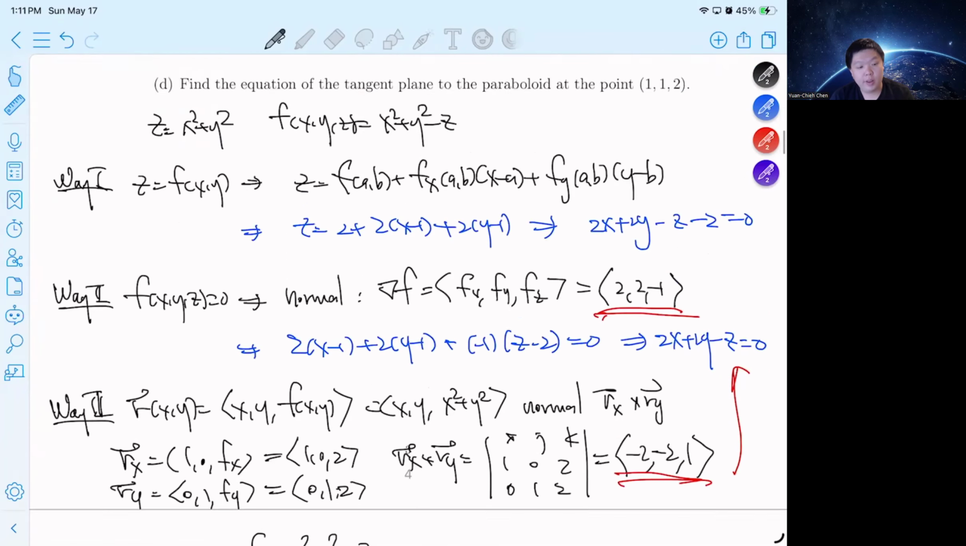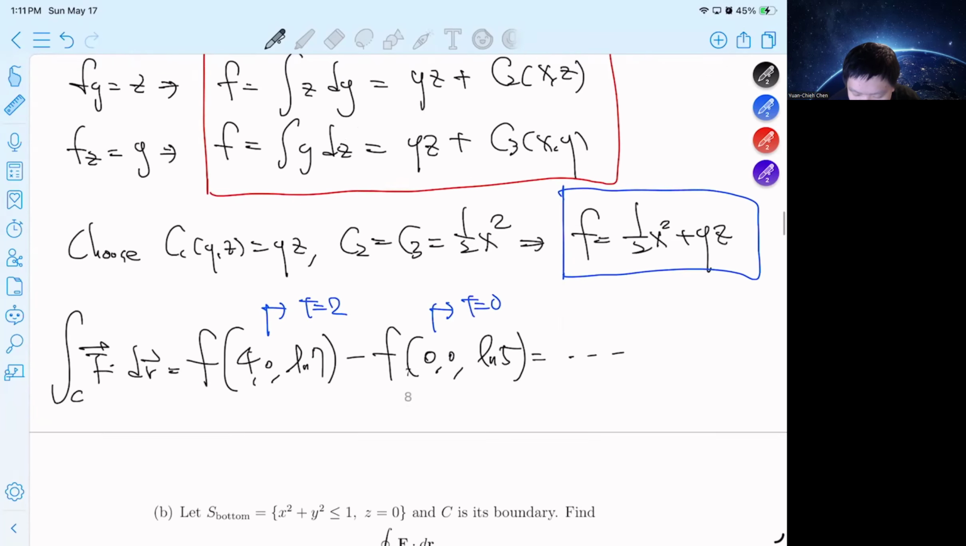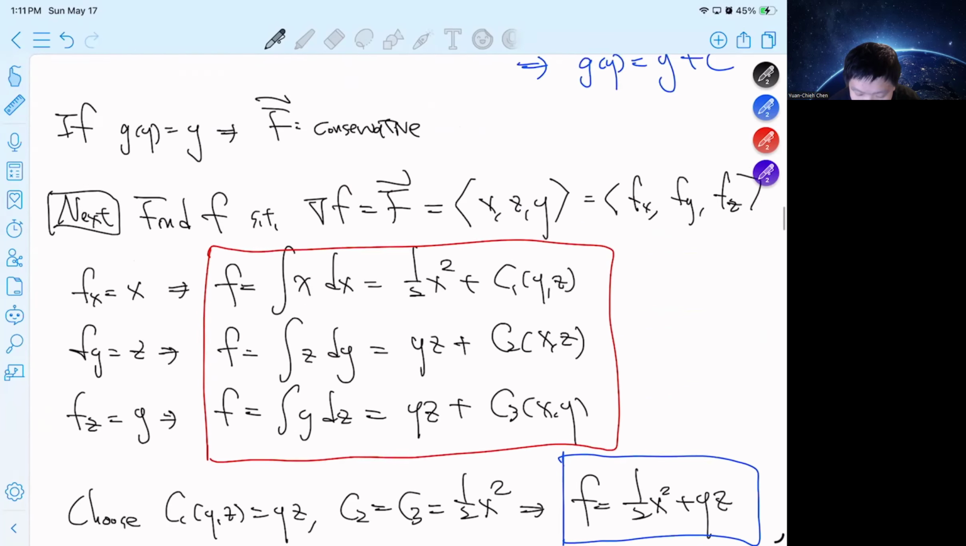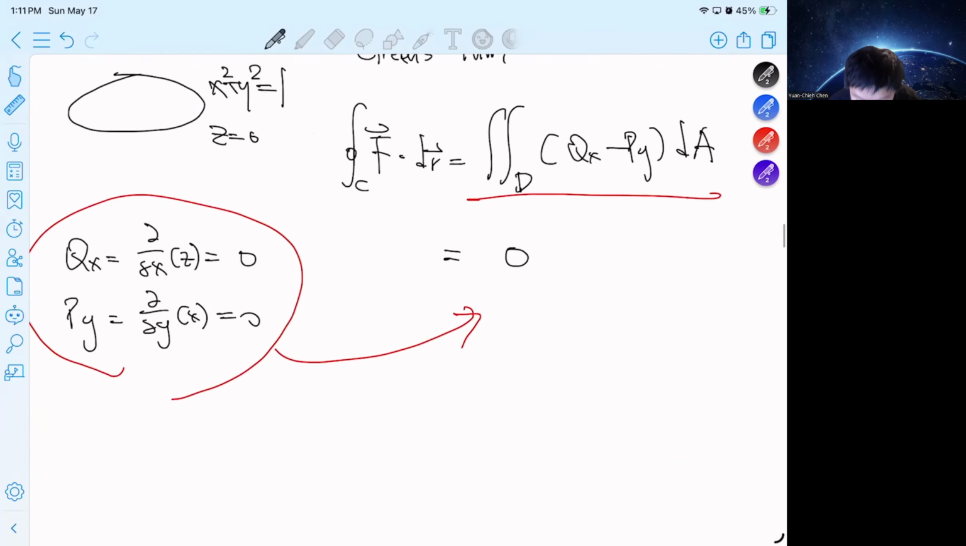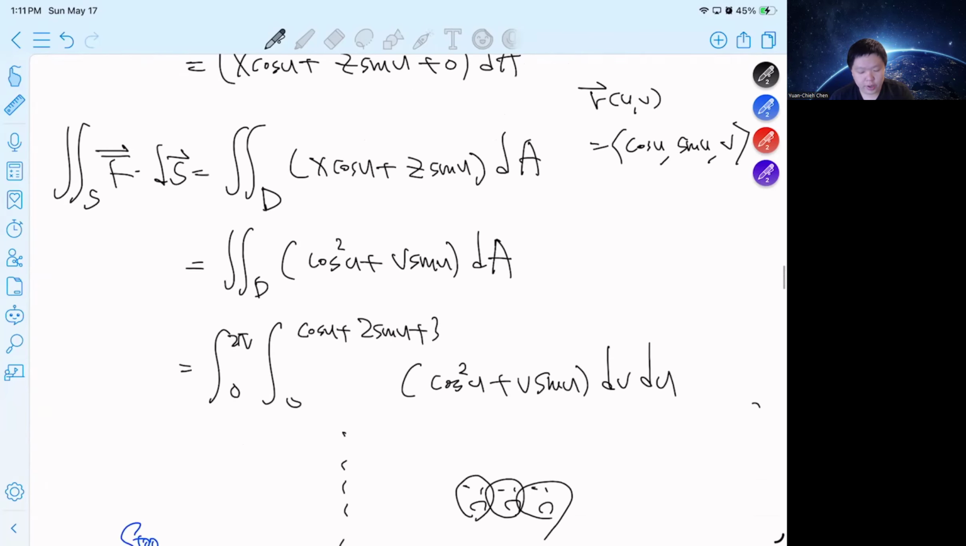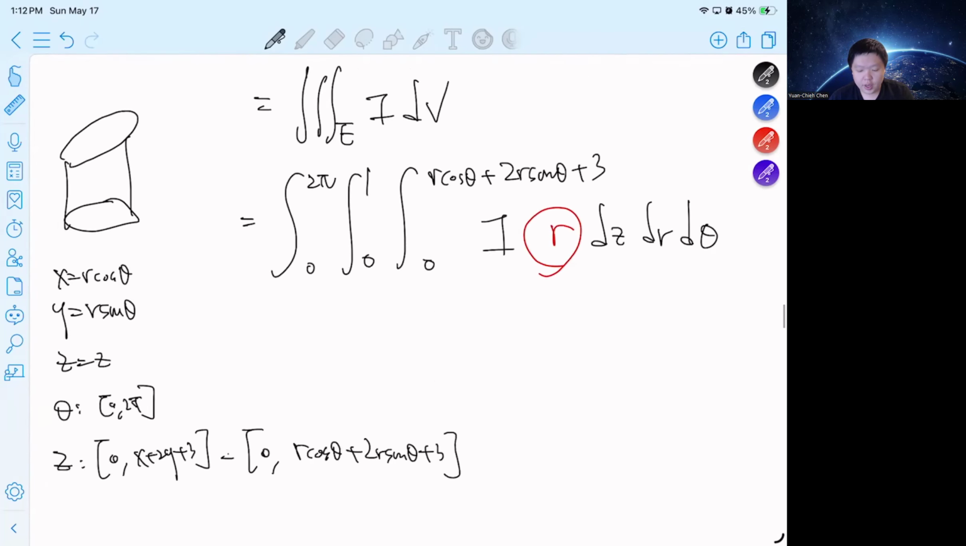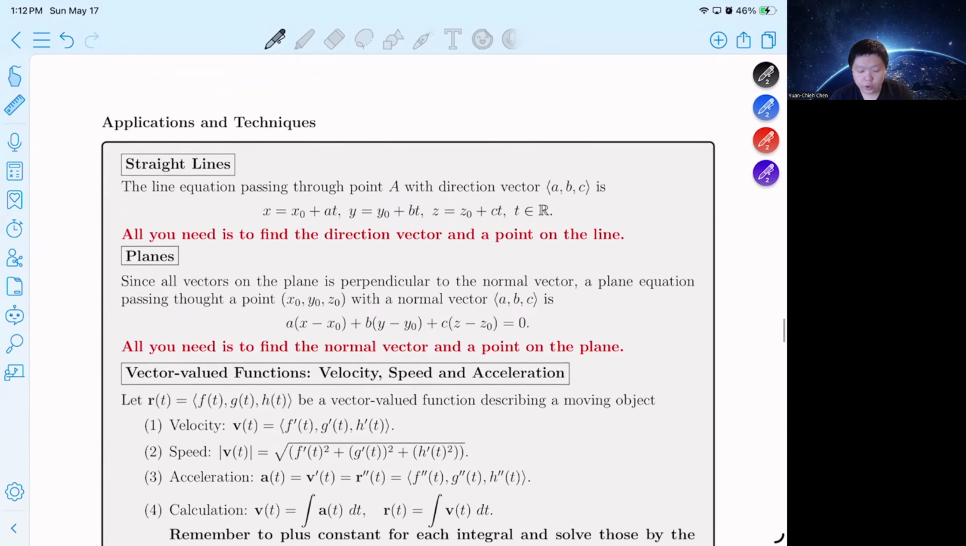And I think we did question 2 in class, so this is fine. So again, please review this. This is important. We cover basically everything in chapter 16. Everything is doable. And now we are moving to question 3.